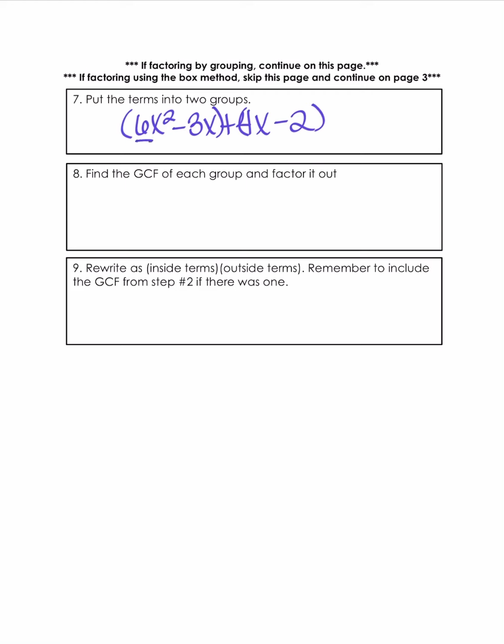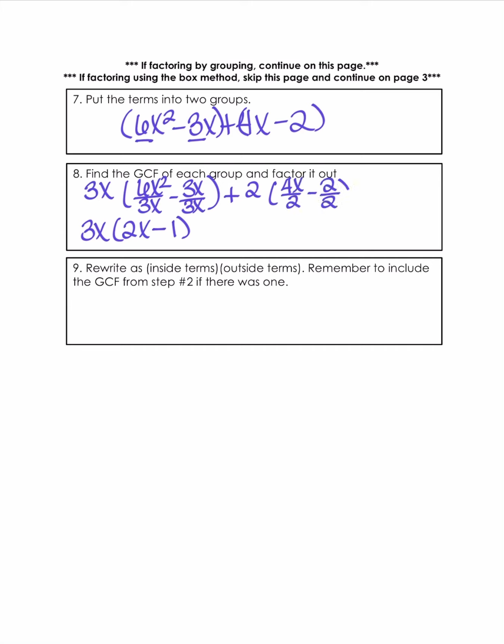So 6x squared and minus 3x have a common factor of 3x, so I can go ahead and factor that out. Then we'll have 3x times 6 over 3, which is 2, and x squared over x is x, and then minus 3x over 3x, which is 1. And then now we have 4x minus 2. The GCF of these two terms is 2. So we have 4x over 2 minus 2 over 2. So we can do plus 2 times 4 over 2 is 2, and we have x, and then minus 2 over 2, which is 1.